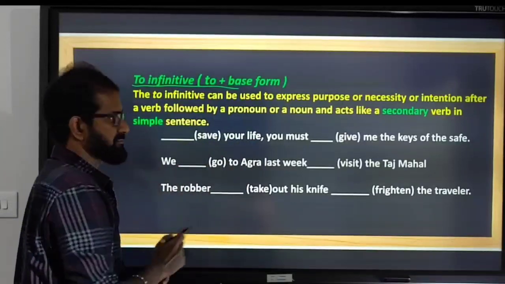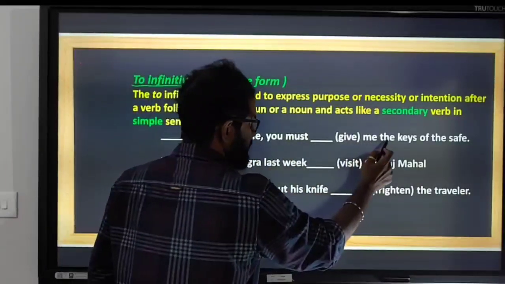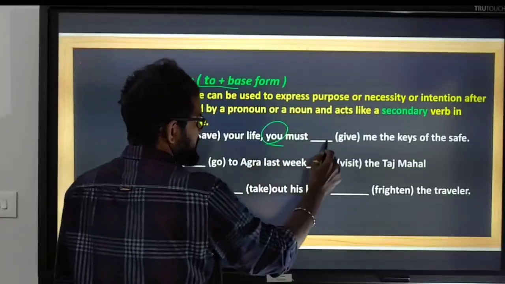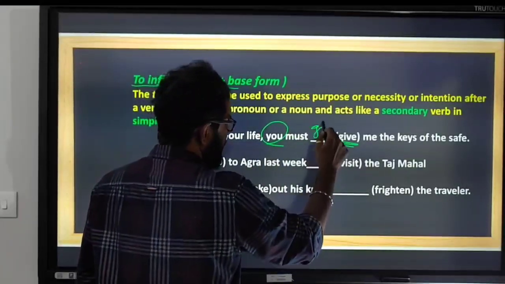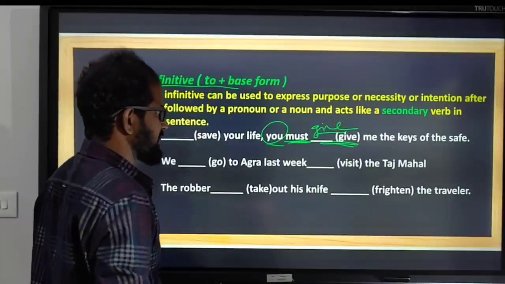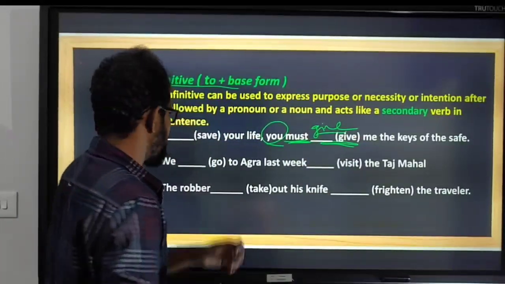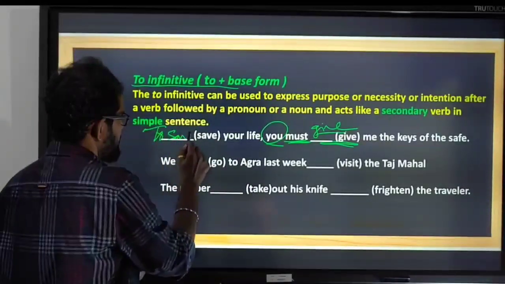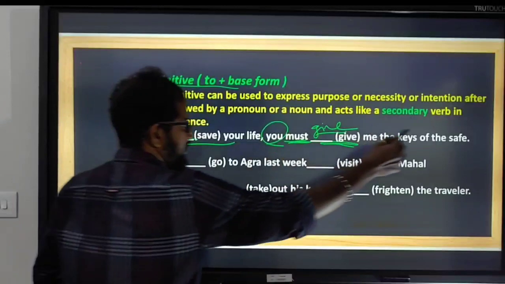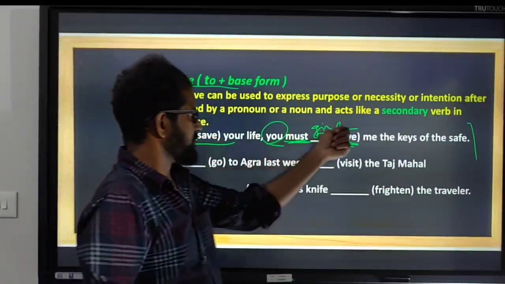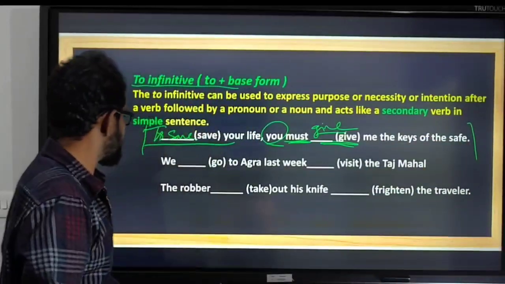Save your life. You must give me the keys of the safe. After the subject, we always go for the main verb. After must, we just use a base form: must give me the keys of the safe. Then we just change save into to save. This is a simple sentence and we are using to infinitive. To save your life, you must give me the keys of the safe.